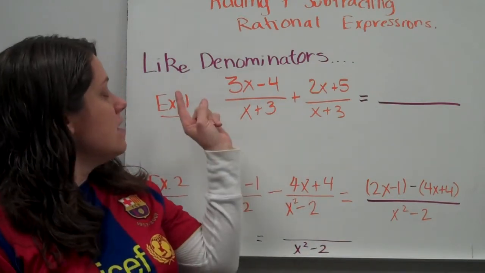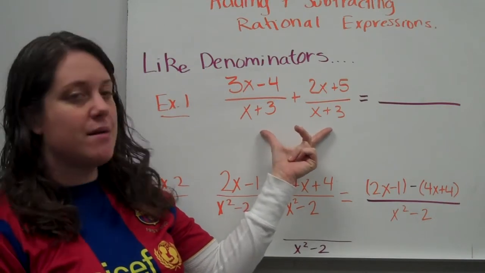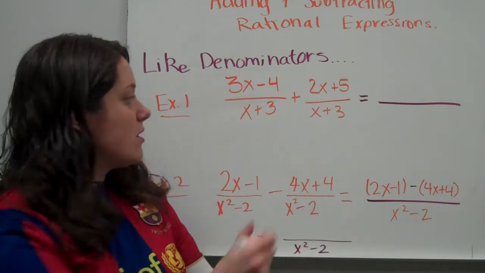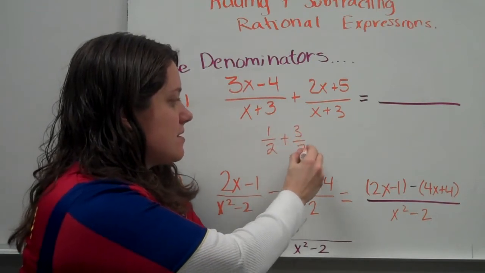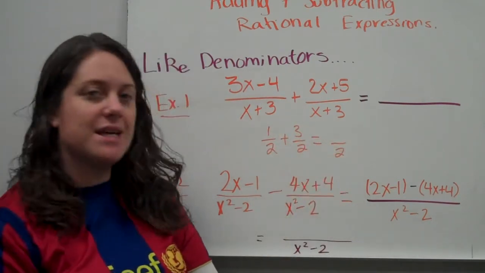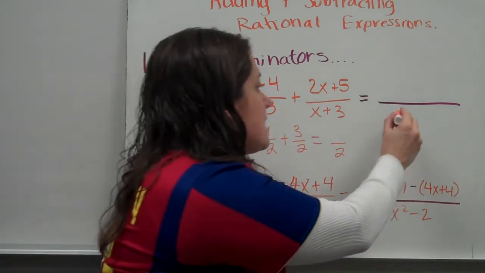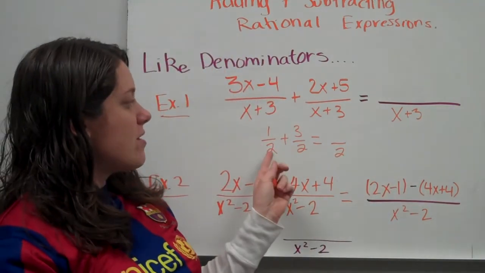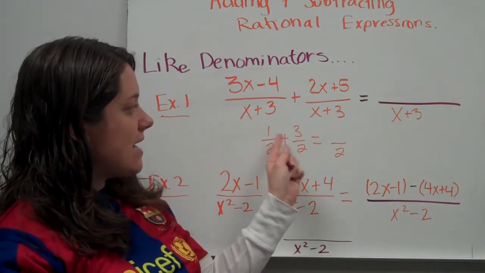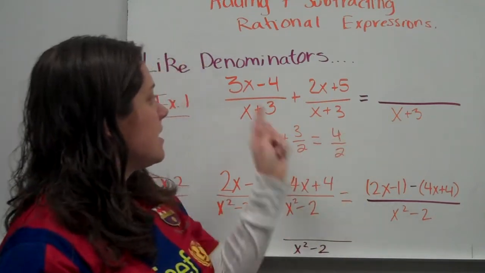If you have like denominators, what you would do is keep the denominator. So let's go back to just a regular fraction, 1/2 plus 3/2. I just keep the same denominator, and the same is true here. So my denominator would be x plus 3. Then for the numerator, I add the numerators, 1 plus 3 is 4. So I just add these.